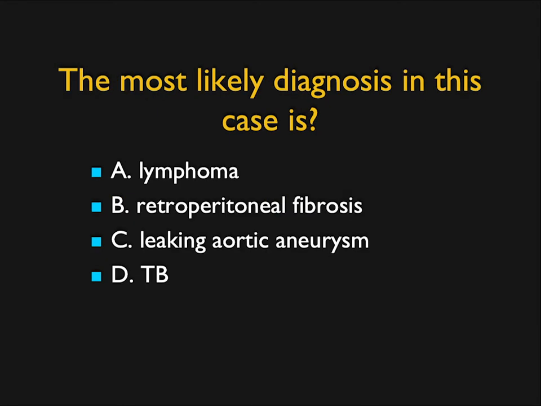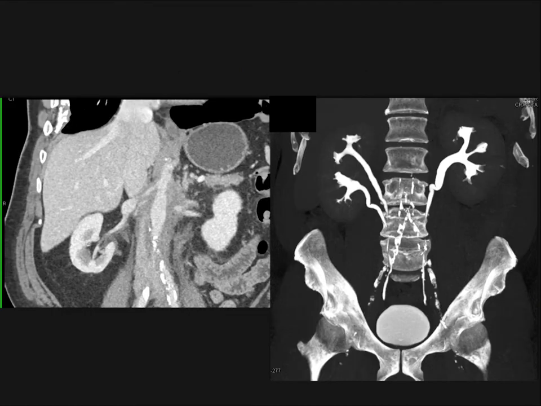The most likely diagnosis in this case, this is a wonderful study. If you look at the coronal views, you can see that there's soft tissue surrounding the aorta from the diaphragm down, encasing the renal arteries, involving the SMA and celiac. You also can see it extends straight down along the aorta, along the course of the common iliac arteries. And you can see it also appears to involve the renal arteries.